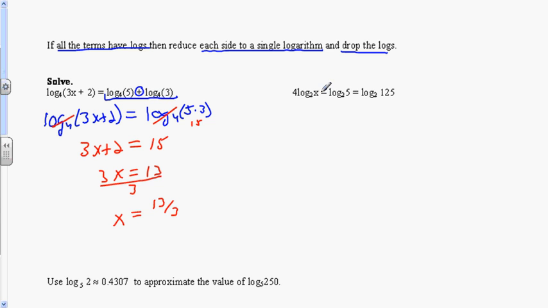Next one, we have a couple things we need to take care of. First of all, we have this statement. This is one of the properties. This can be rewritten as log base 2 of x to the 4th minus log base 2 of 5 equals log base 2 of 125.